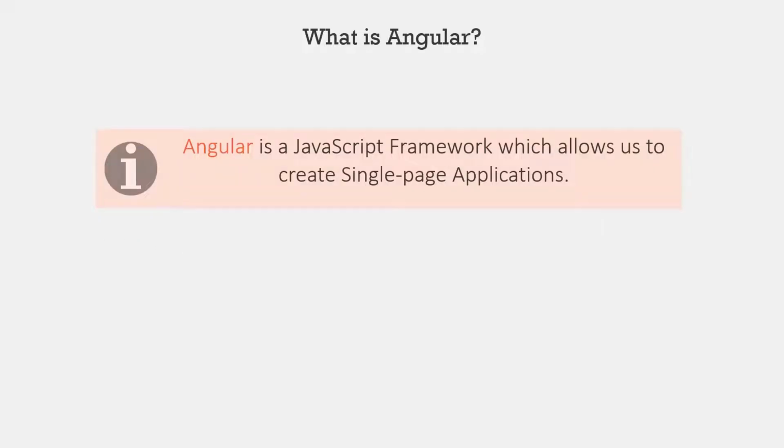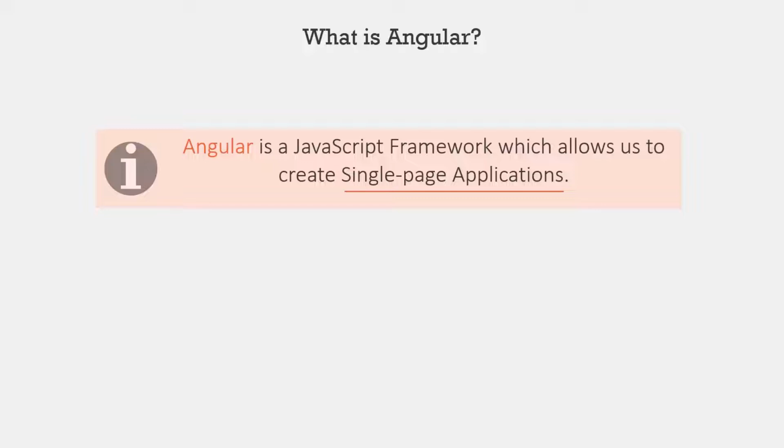Angular is a JavaScript framework which allows us to create single-page applications. Okay, so Angular is a JavaScript framework. A framework is like a platform for developing software applications. A framework can have predefined classes and functions that can be used to process input, manage hardware devices, and interact with system software. And Angular is one such framework. And Angular allows us to create single-page applications.